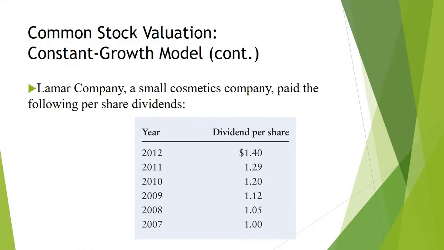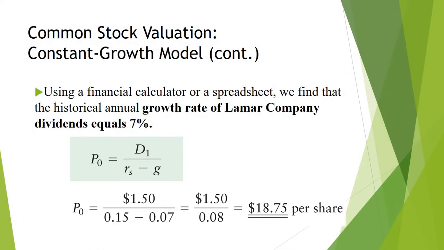Here are the historical dividend payments of Lunar Company. As per this table, the latest dividend payment by the company is $1.40. From this table, we can find out the growth rate of dividend payments of Lunar Company using Excel or a financial calculator. The growth rate of Lunar Company's dividend is 7% and the required rate of return is 15%.